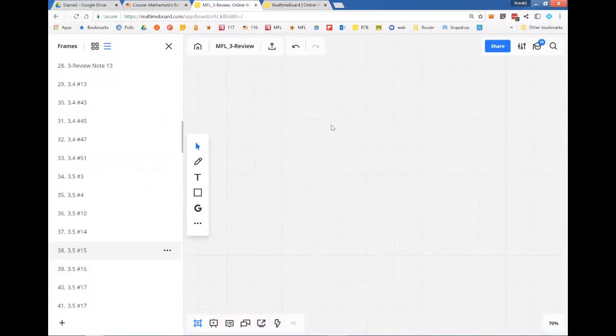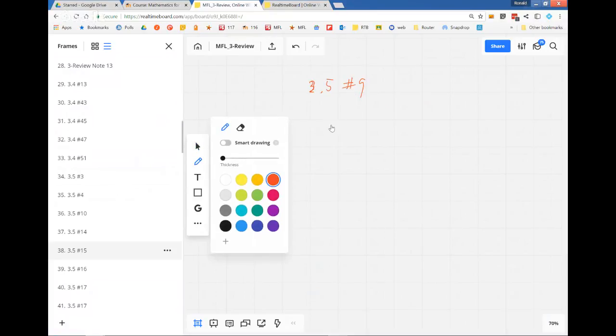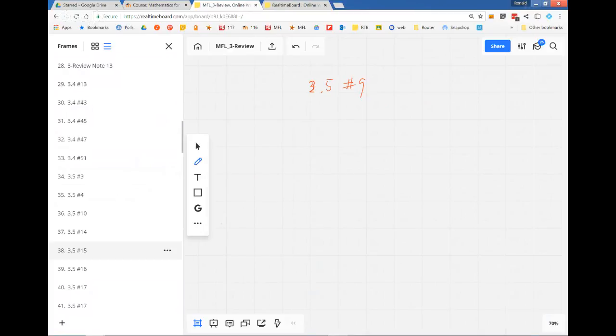Okay. So first of all, this is 3.5, number 9. See, we got that slow cursor again. Okay. 3.5, number 9. Where are we? 3.5, number 9. All right.